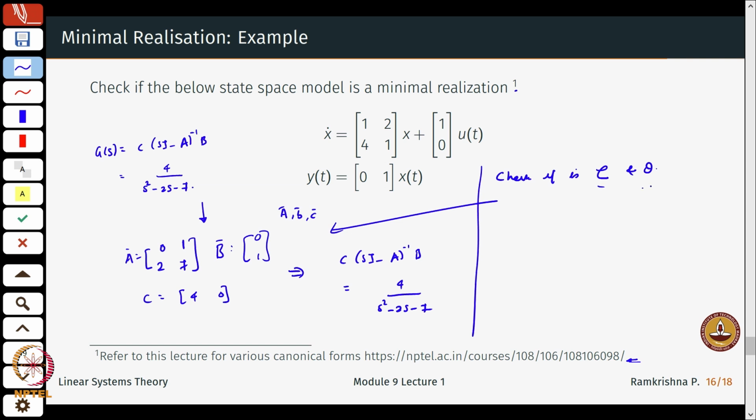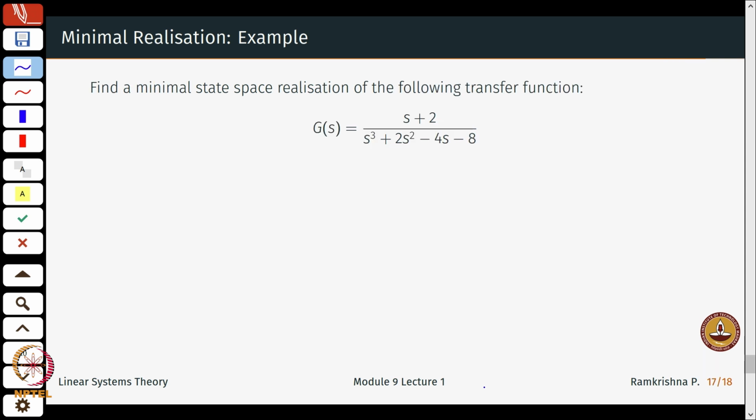Okay. I will skip the steps of computing the controllability and the observability matrix. It should be a very simple exercise to check. Okay. Now, we will go from the transfer function. Can I find a minimal realization for the following transfer function? Okay. So, in the controllable canonical form, the state space realization will be something like this: 0 1 0 0 0 1 8 4 and minus 2, with B being 0 0 1 and similarly C being 2 1 and 0.